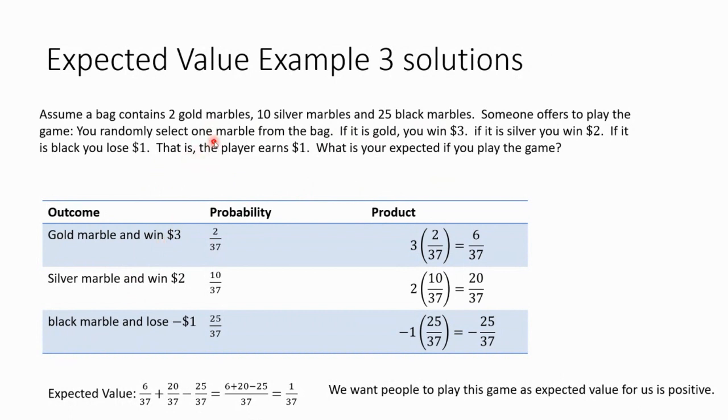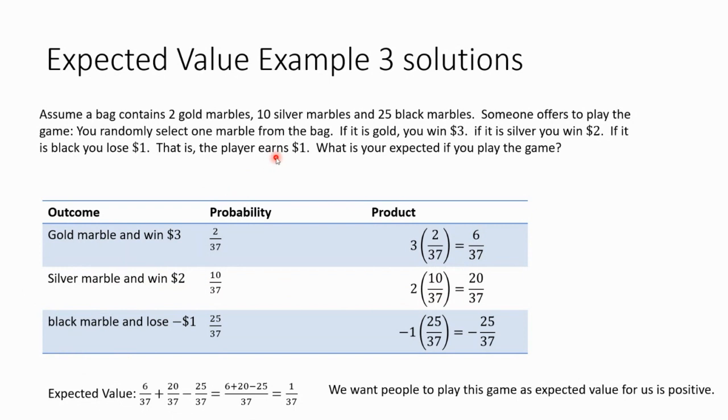What's the probability though? Well, there are 37 marbles. They're all equally likely. There are 2 gold ones, so it's 2 out of 37. So again, what's the product? 3 times 2 over 37? That's 6 over 37. But what's another outcome? Silver marbles. That is, you can choose a silver marble. If you choose a silver marble, you win $2. What's the probability of that though? Well, there are 10 silver marbles, so it'll be 10 out of 37. So multiply: 2 times 10 over 37, 20 over 37.